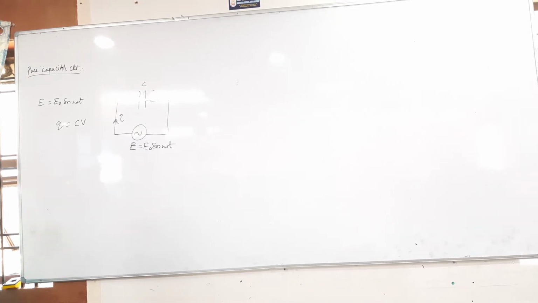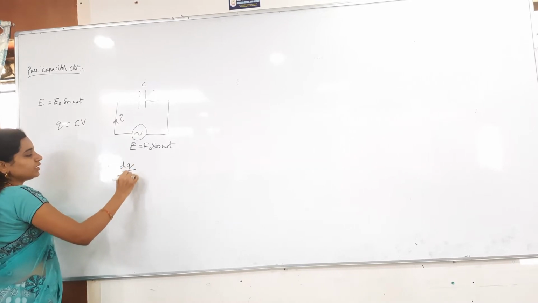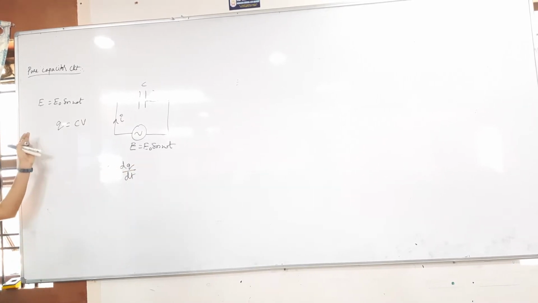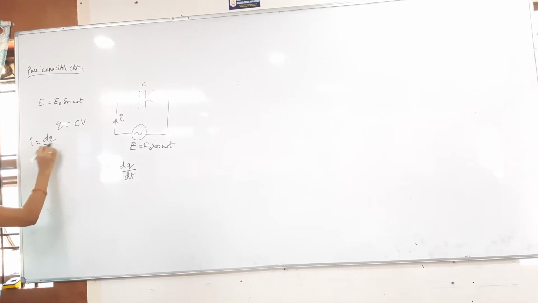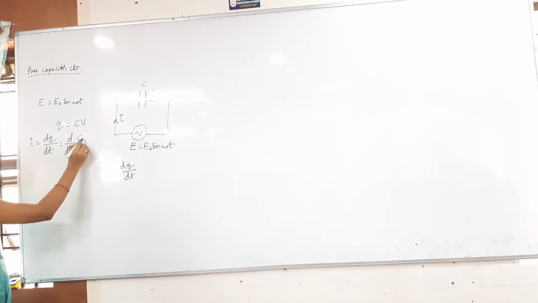From this, how can I get the current? In the place of Q, I can write I into dt. Otherwise I is equal to dq by dt. Directly I will differentiate the charge, so we will get the current. I is equal to d by dt of Q, nothing but capacitance into voltage. The capacitance is C, and the voltage is E. So d by dt of C into E.